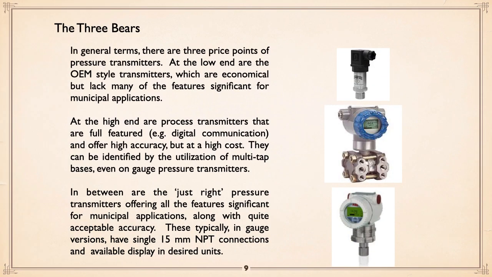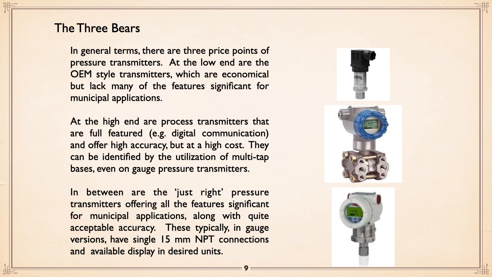Now, when it comes to choosing pressure transmitters, there's sort of three different types to play with. At the bottom end are OEM style, which are used when somebody's building a control cabinet for something, and it doesn't need to be very fancy. Those are cheap as dirt, but there ain't much you can do with them. At the high end are process transmitters that are full featured, with digital communication, and can offer high accuracy but at high cost.